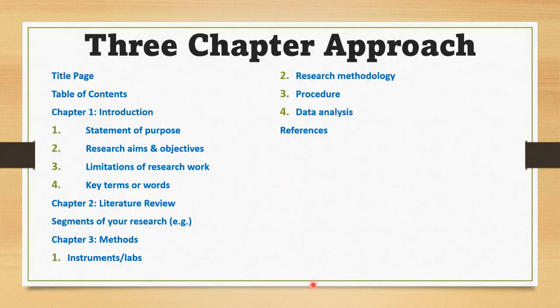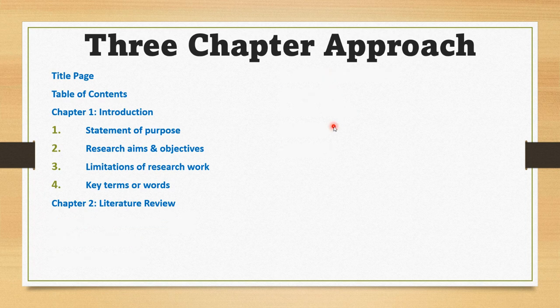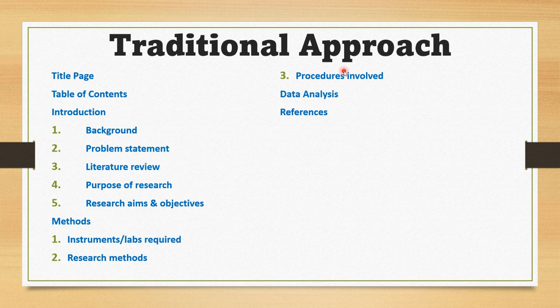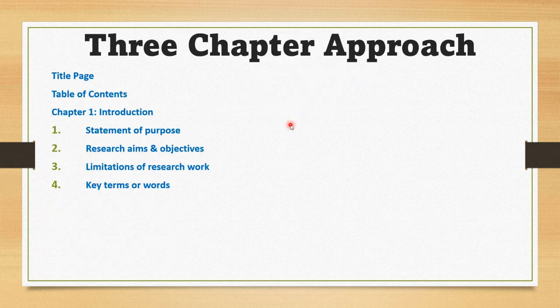So in the next lecture, we will discuss the different parts of a research proposal, that is, how we can write it, for example, if we are using the three chapter approach, and what we should write in the title page and table of contents, or specifically in an introduction, what is the statement of purpose. So we will discuss one by one all these parts of these two approaches. First of all, I will discuss the traditional approach and its components, that is, how we can write a research proposal by following a traditional approach. Then we will discuss the three chapter approach to write a research proposal.